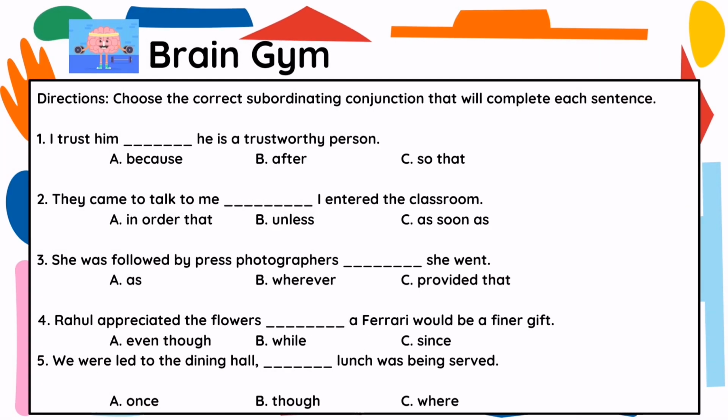Let us now have brain gym. Directions: Choose the correct subordinating conjunction that will complete each sentence. Choose the letter of your answer. I'll give you 1 minute to finish the activity. You may start now.